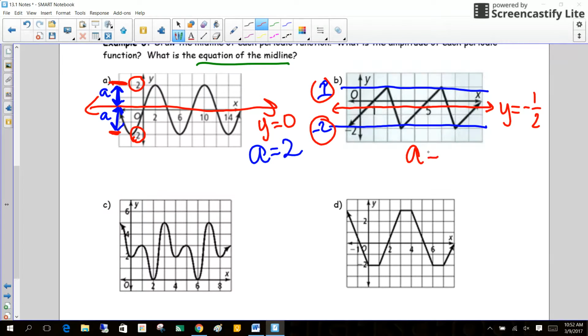My amplitude then, I can find either by thinking about the distance between my midline and my maximum, or midline and minimum, or we can use our formula, which is 1/2 the maximum value of 1 minus the minimum value of -2. So again, this minus a negative becomes a plus, and I find out that my amplitude is 1.5.